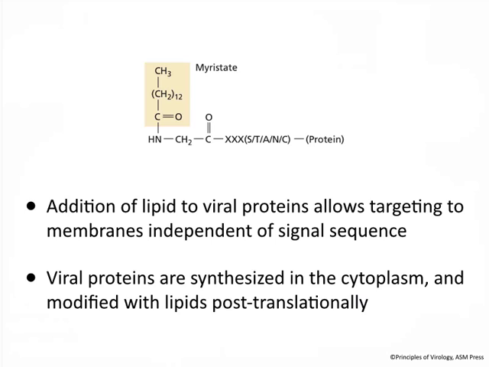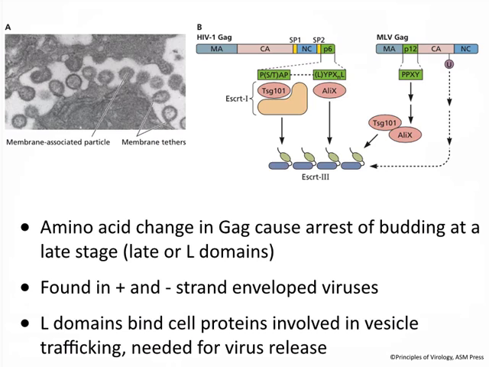So these proteins, you make them in the cytoplasm, and then there are enzymes that attach the myristate. Myristate is one of many different lipid modifications that can be added to viral proteins to target them appropriately. Now, what about the budding process?